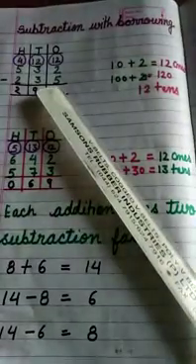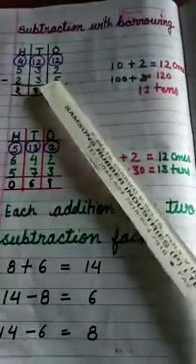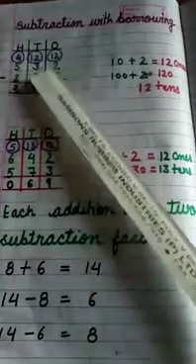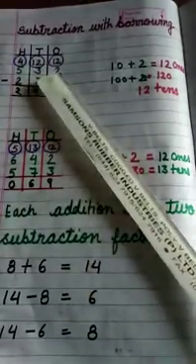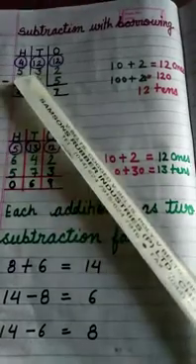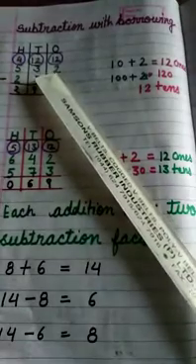Now we are to take 5 from 2. We cannot take 5 from 2 because this is larger than this number. So 2 will borrow from 3, which lies in the tens place. This will give 1 ten to 2.